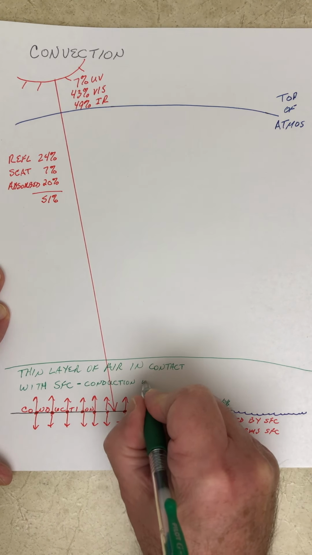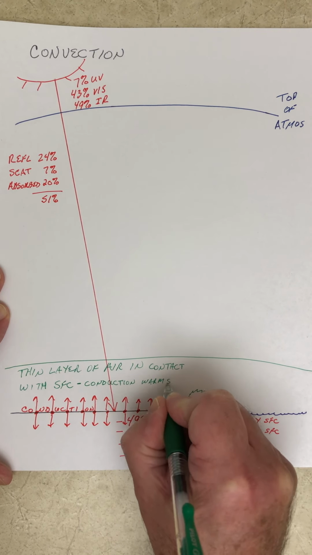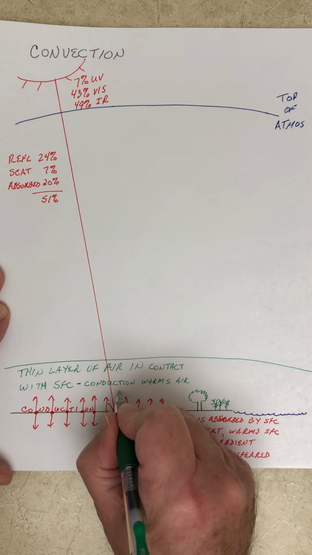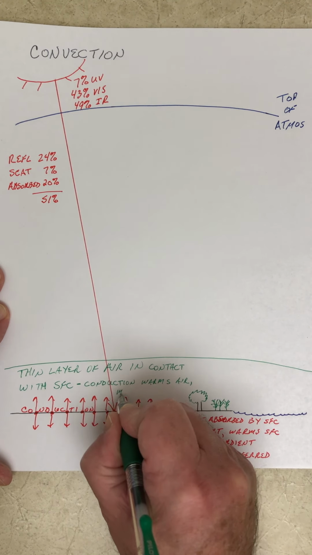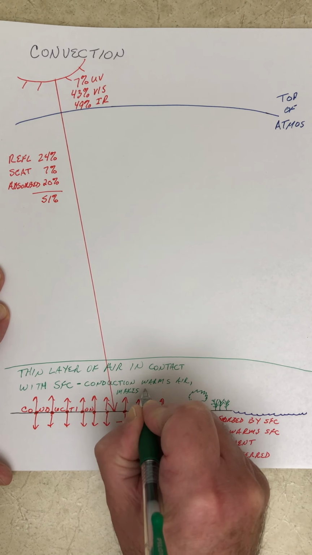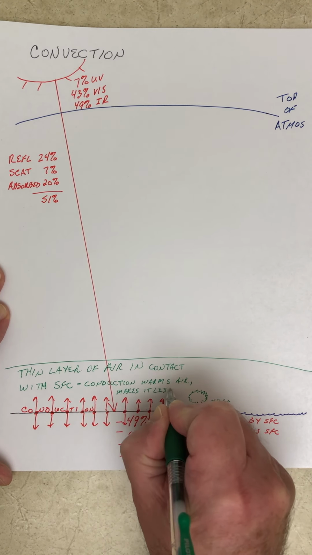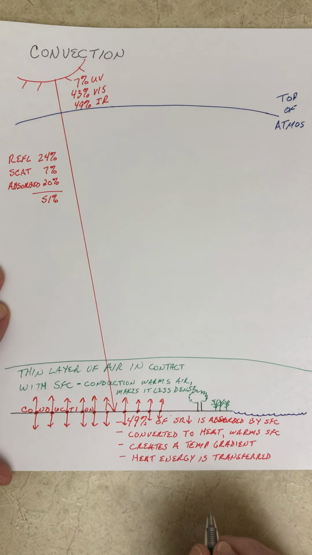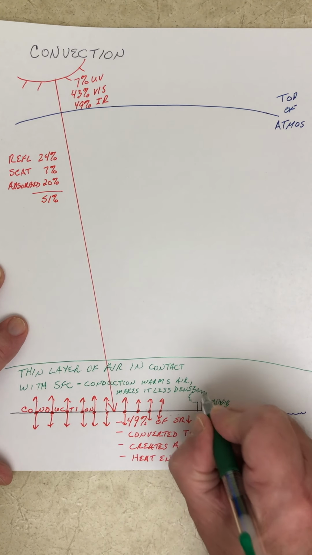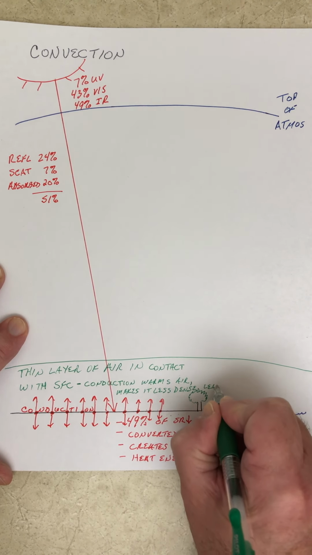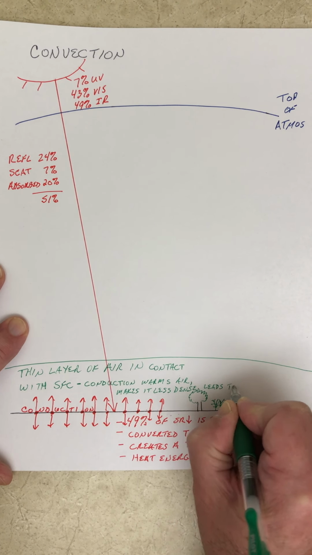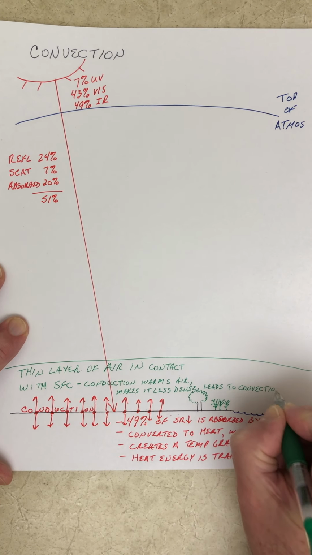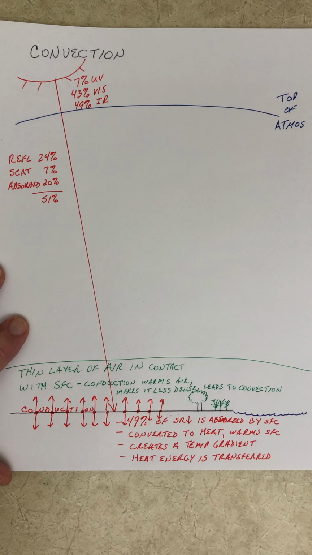Okay, and so this conduction will warm the air that's in contact with the Earth's surface. Okay, this makes it less dense. Okay, and this is going to lead to convection.